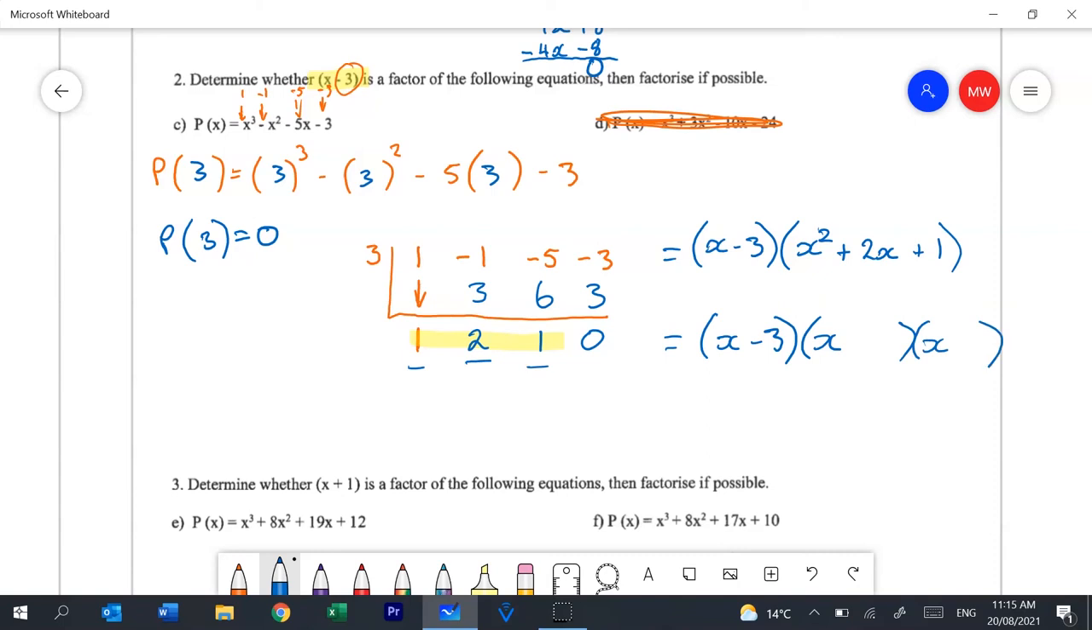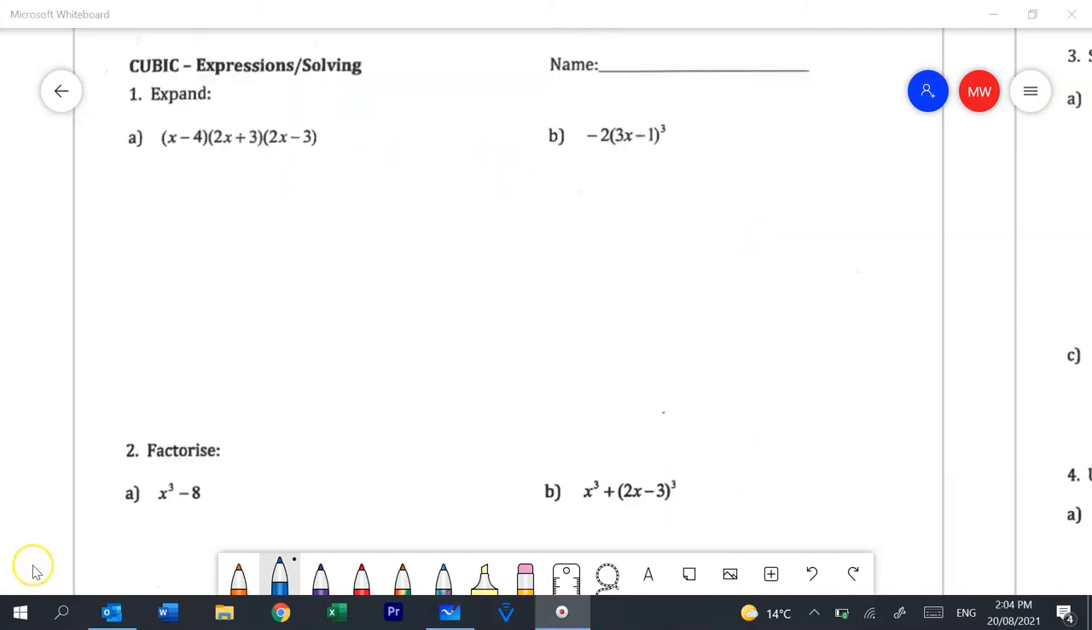And I can see here, what are the factors of the 1 that make 2? Well, that's going to be 1 and 1. So we can write it like this, or we can write it like this. And we're fully factorized. Let's have a look at expanding some of these.